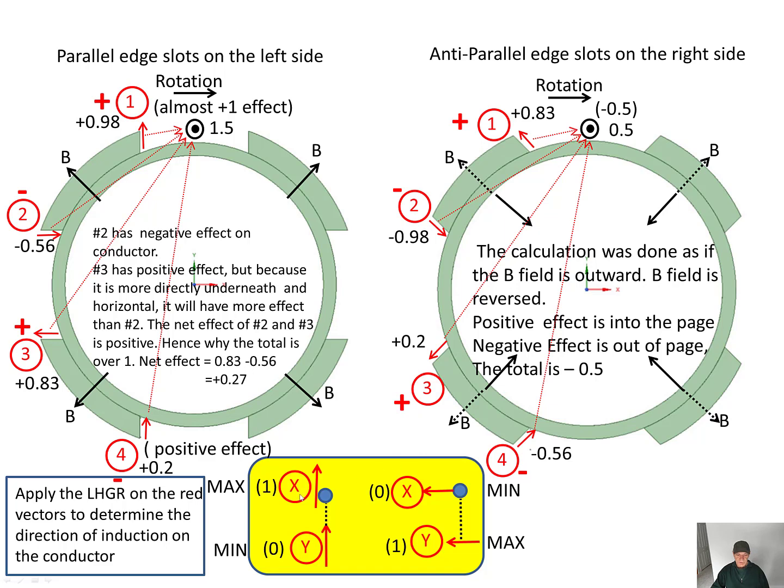So basically, if we have a vertical vector, we have maximum induction when it's next to the conductor. But as you go down below it, you have minimum effect from the vertical component. If you have the horizontal component, it has zero effect on the conductor when beside it, but when it's directly underneath it has maximum effect.